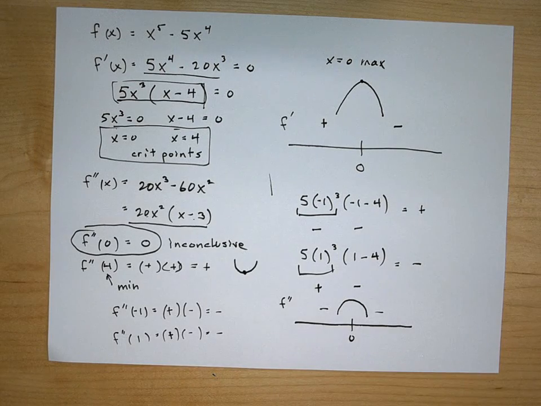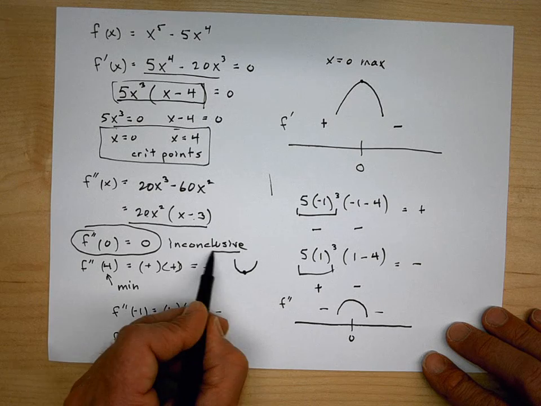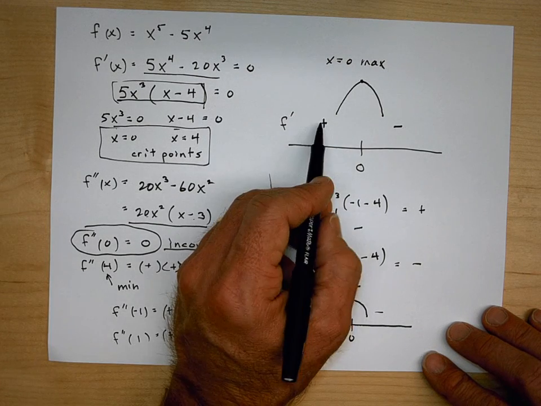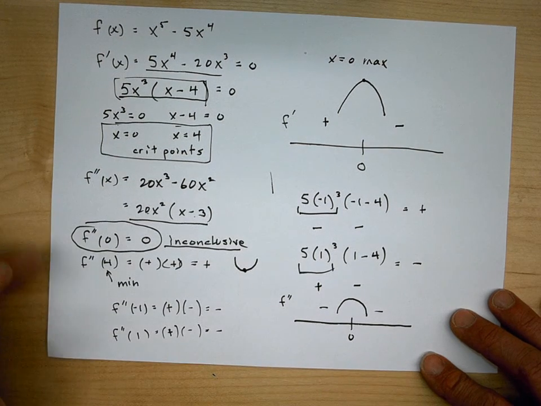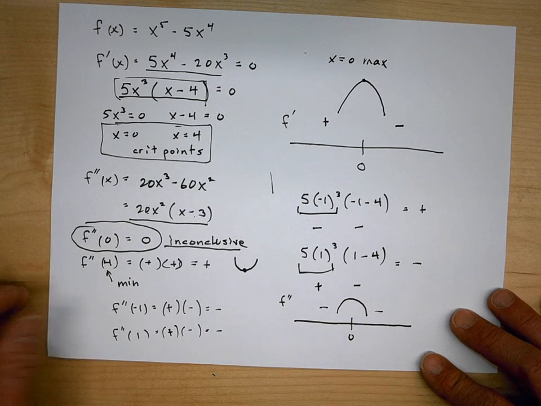So the point is that sometimes the second derivative can be inconclusive, and in those cases we want to look for other ways to test our critical points. So we've got a couple tools available to us. We can use the first derivative test or the second derivative test. You should be familiar with both of them, and you should be able to apply both of them.